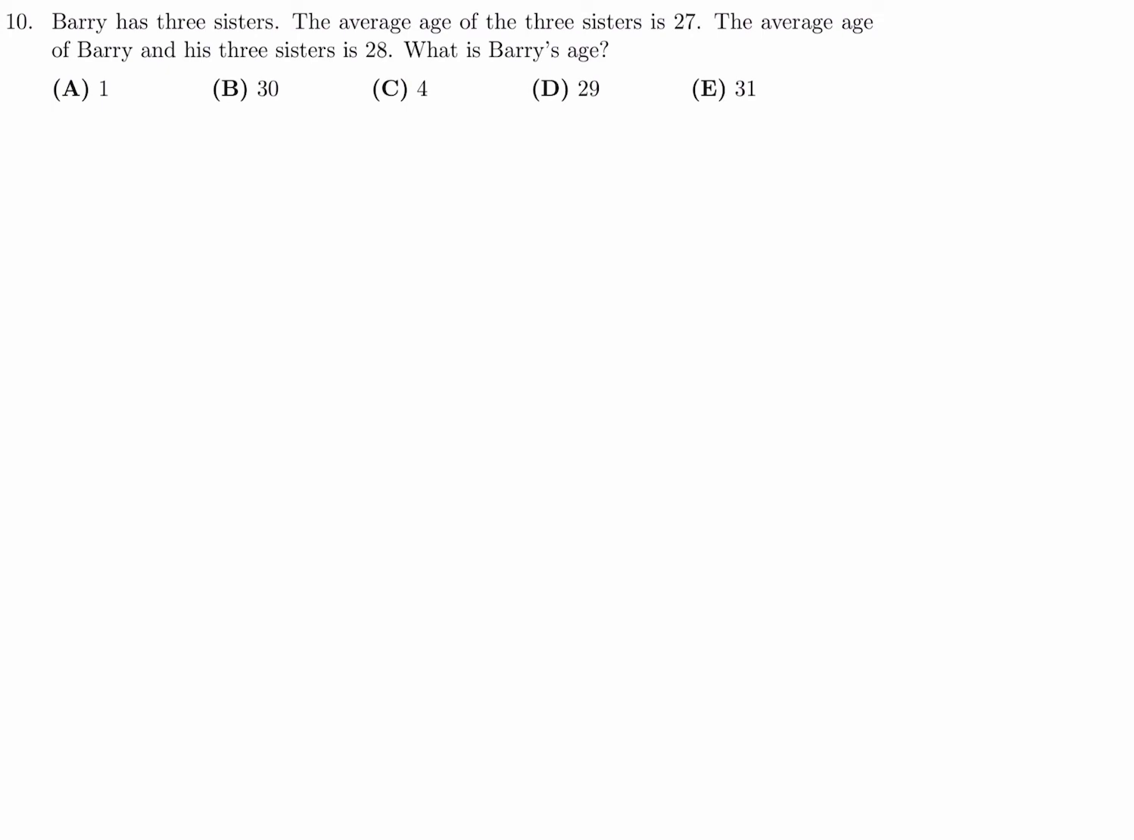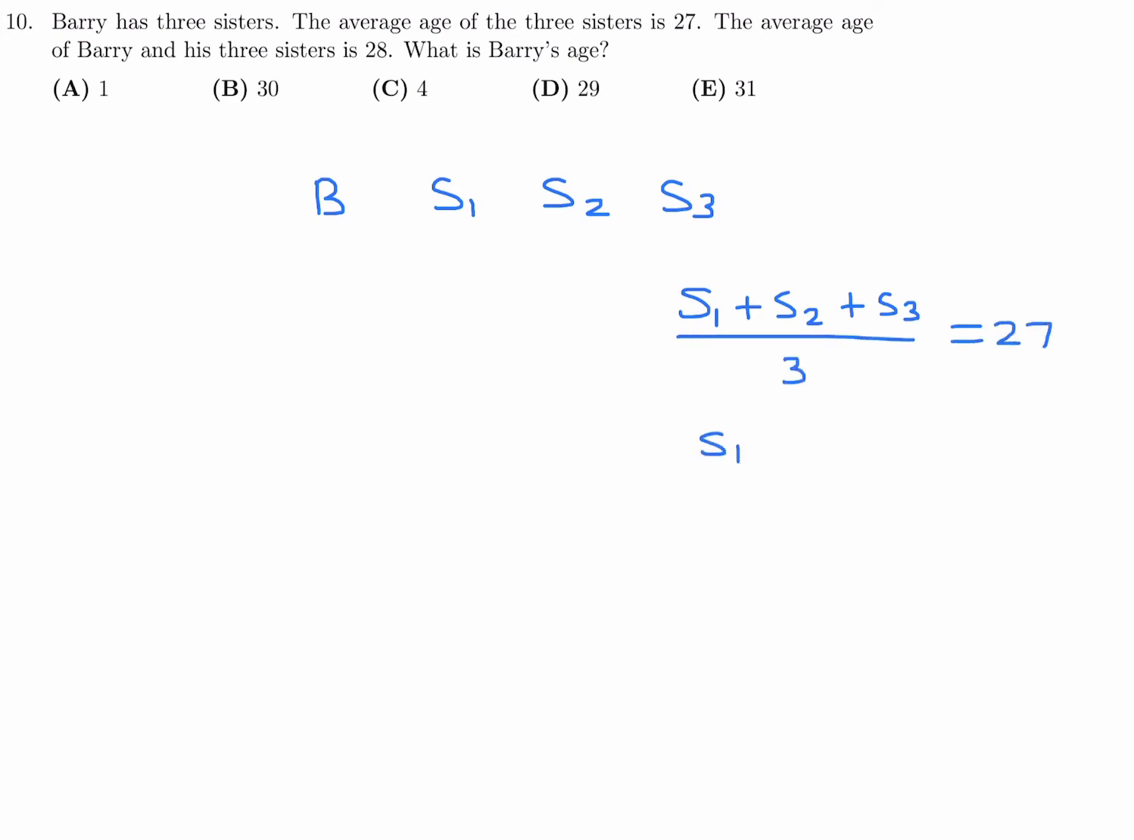Barry has 3 sisters. The average age of the 3 sisters is 27. The average age of Barry and his 3 sisters is 28. What is Barry's age? We have Barry, and we have sister 1, sister 2, and sister 3. So first, they told me the average age of the 3 sisters is 27. So that means the sum S1 plus S2 plus S3 is 3 times 27.